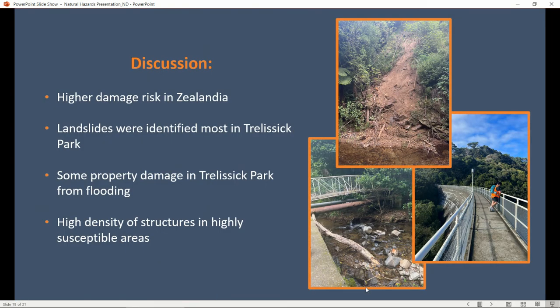Our fieldwork helped us to come to the following conclusions. There was high damage risk in Zealandia by earthquakes due to the dam and the flooding this would cause. This supports our first hypothesis. Landslides were identified most in Treslick Park. This supported our second hypothesis. We did not directly observe much property damage. There was some in Treslick Park from floodwaters, partially supporting our third hypothesis. And our infrastructure map also showed the density of structures and transport routes along high hazard areas, which also supported our third hypothesis.